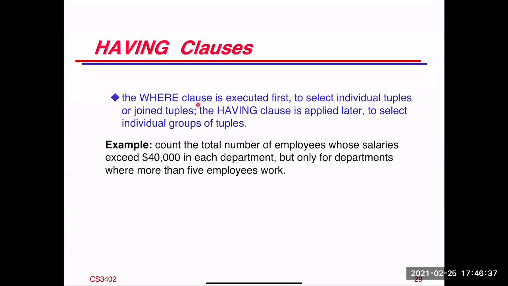Yeah, so here it says again what I just mentioned, right? The where clause is executed first to select individual tuples from the joined table, and then later on we apply the having clause to select the individual groups.